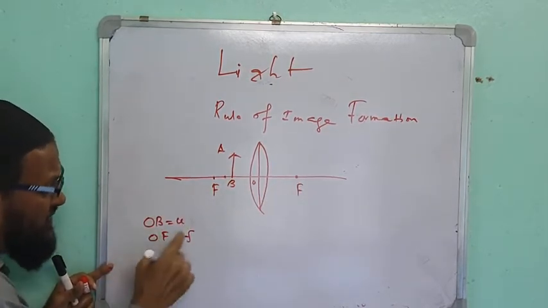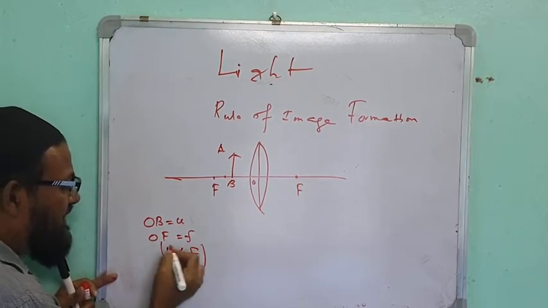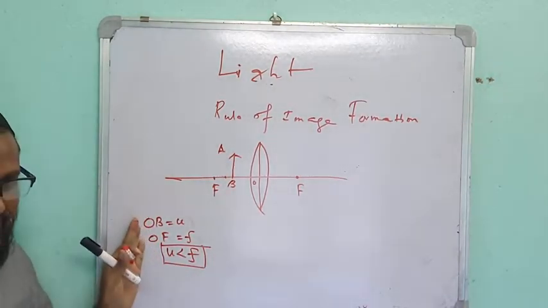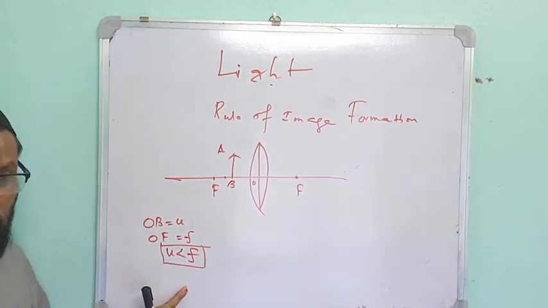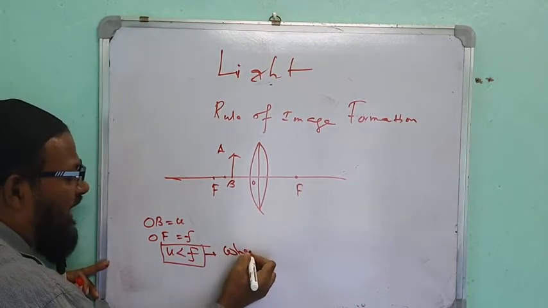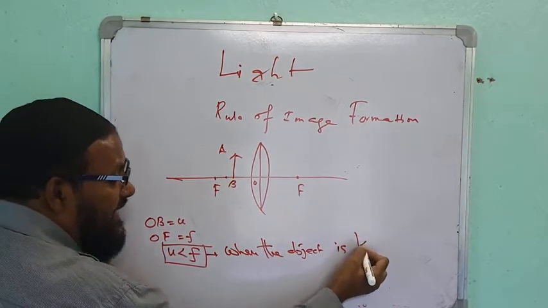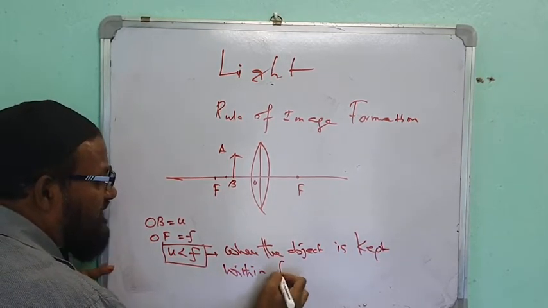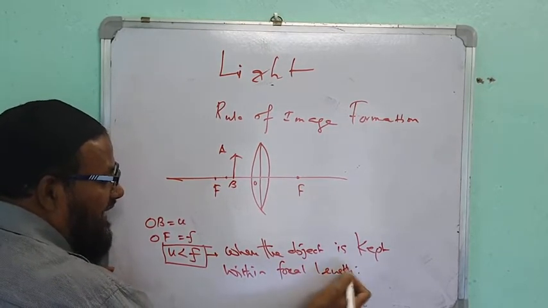Now in this case, what is the language? From the figure, U is less than F, in magnitude, not considering the sign. U is smaller, F is bigger. What is the language? When the object is kept within the focal length.